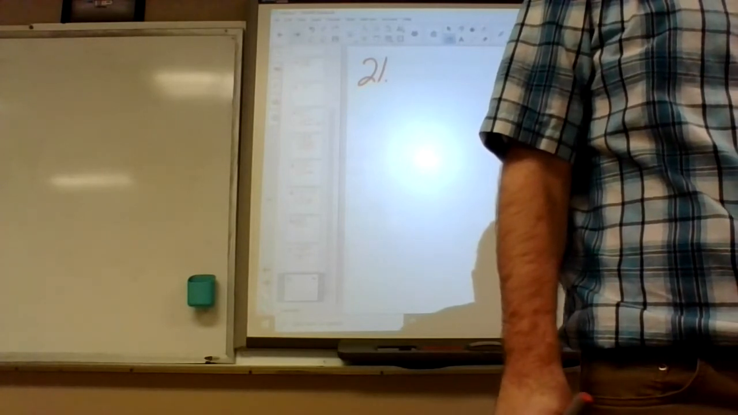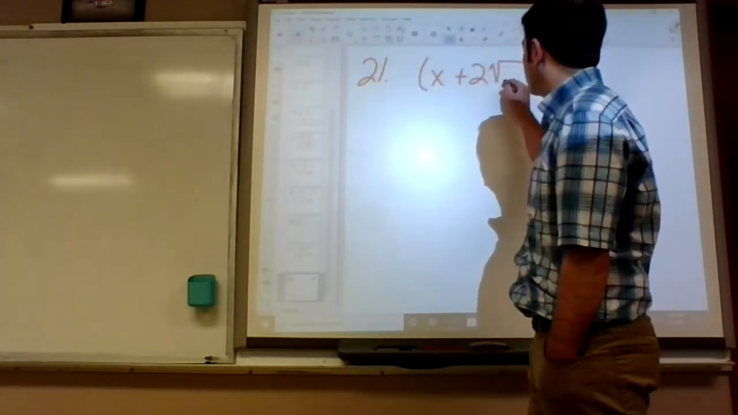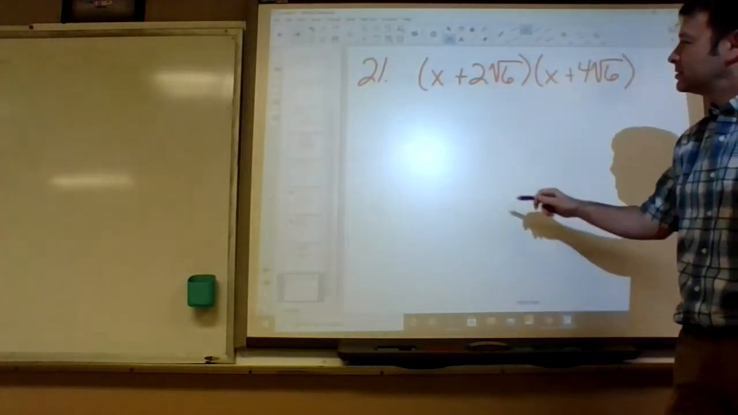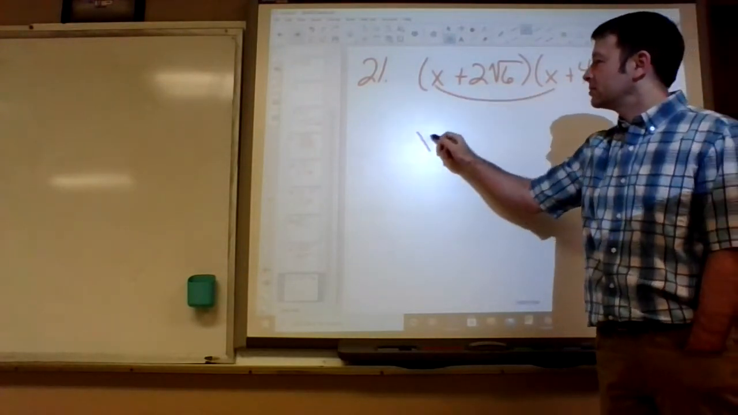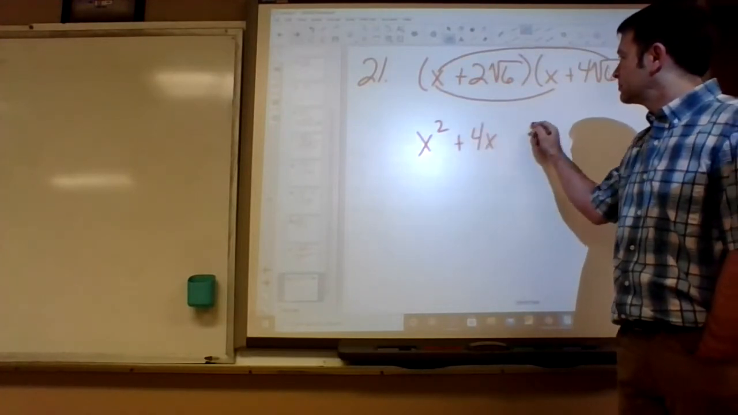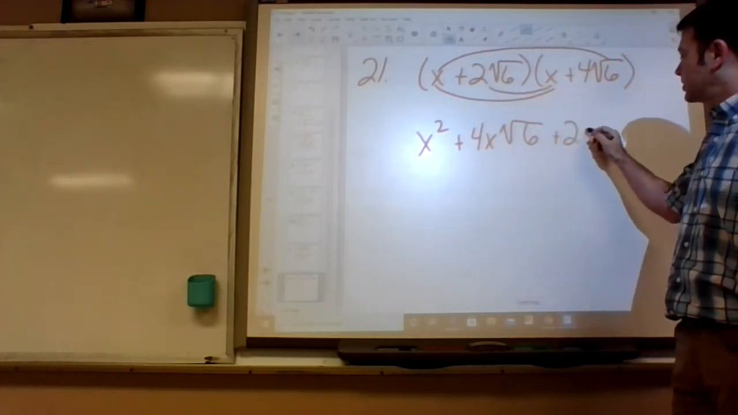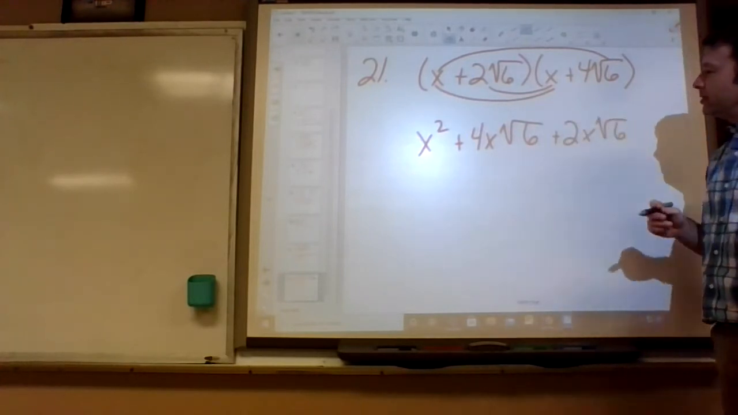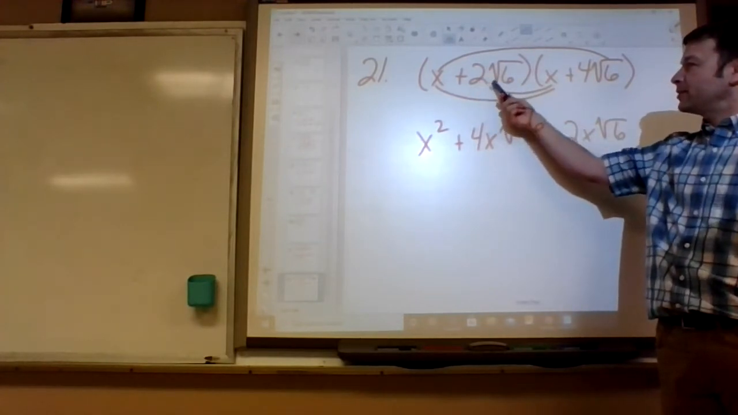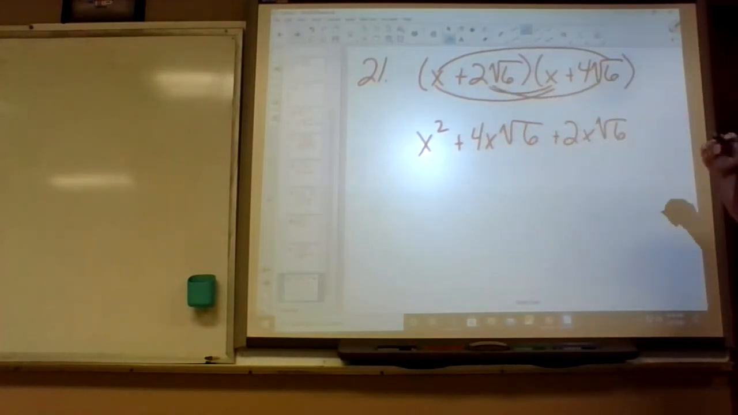21: x plus 2 square root of 6 times x plus 4 square root of 6. First, x squared. Outside, 4x square root of 6. Yeah, all these are positive, so we don't have to worry about that. Inside, plus 2x square root of 6. So we're not really even doing anything. We're just kind of putting them together. But usually the x goes after the normal number before the radical. Last, 2 square root of 6 times 4 square root of 6.